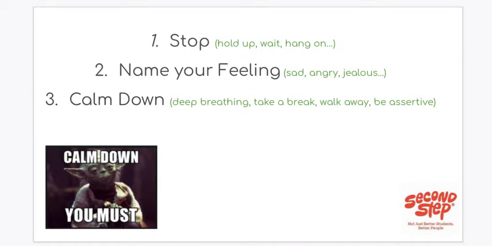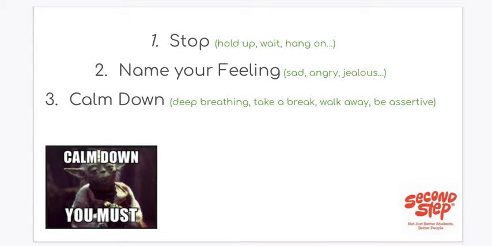Just to review, remember that stop tells us to use our stop signal. That might sound like, hold up, wait, hang on. It's a reminder to ourselves that we need to pause. Name your feeling. Sometimes when we feel something that's uncomfortable, it can be hard to figure out what we're actually feeling. So take a moment to think through that and figure out, am I feeling sad, angry, jealous, uncomfortable? And finally, use one of your calming down strategies to help engage that smart part of your brain.